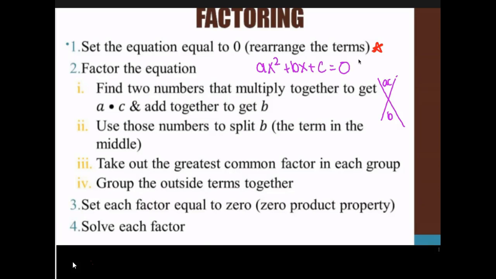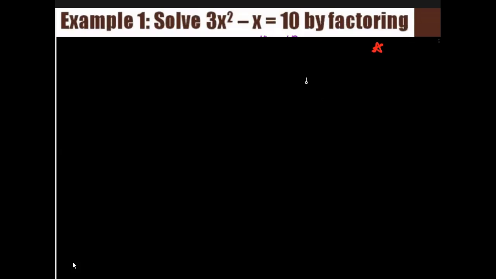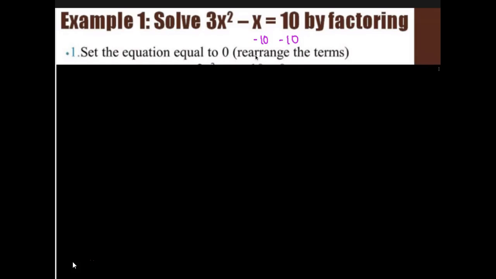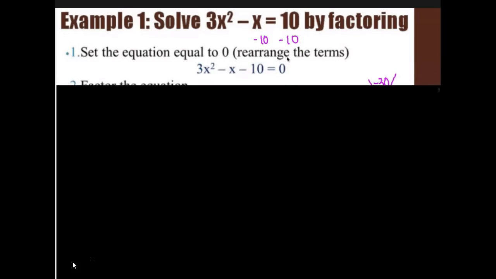So for the first example, I'm going to actually walk through each of these steps doing a problem. So here's problem number 1. Step 1, set equal to 0. So currently this problem is equal to 10. So to set it equal to 0, we have to subtract 10 from both sides. So we do that in this problem by subtracting 10.